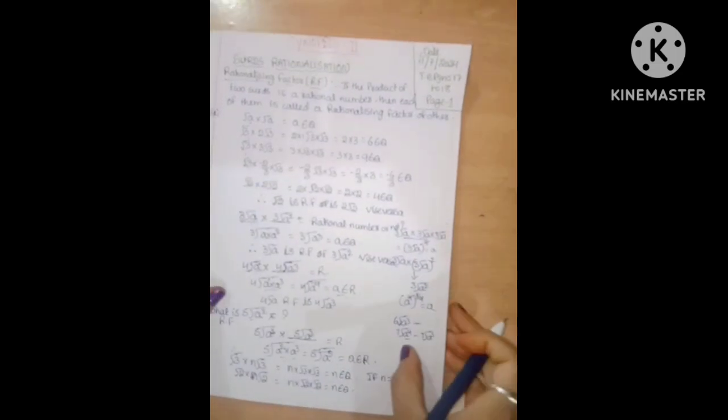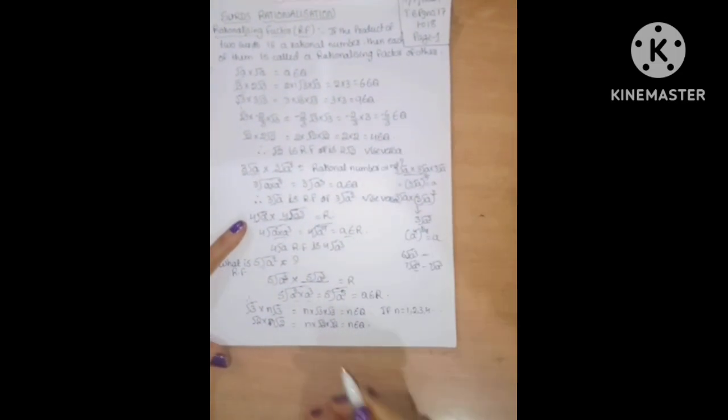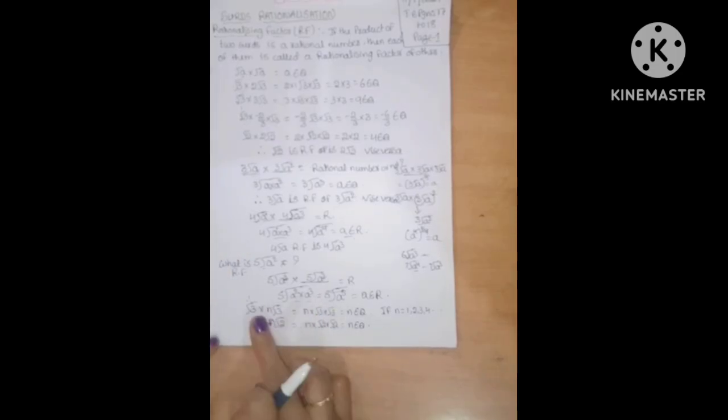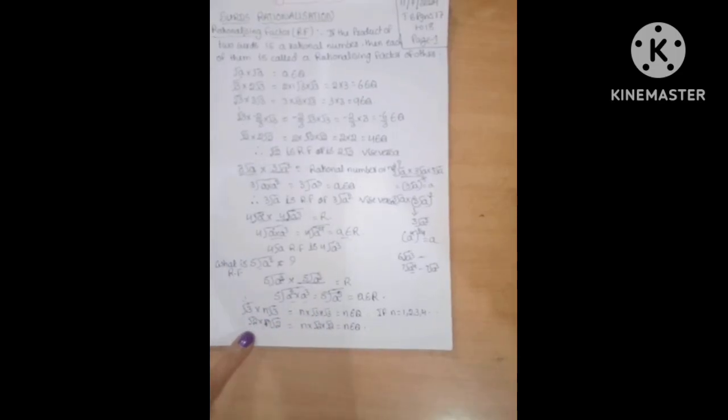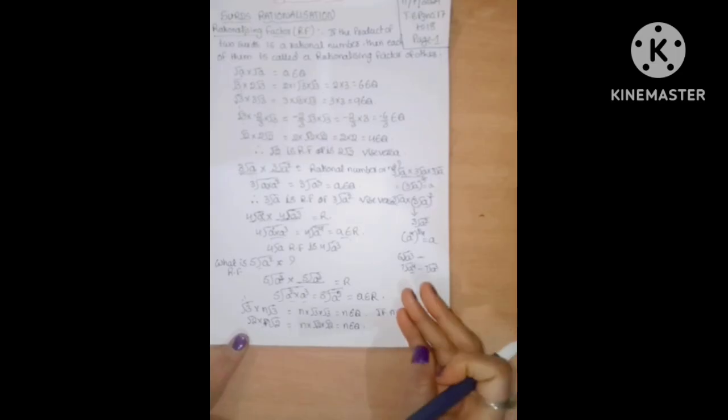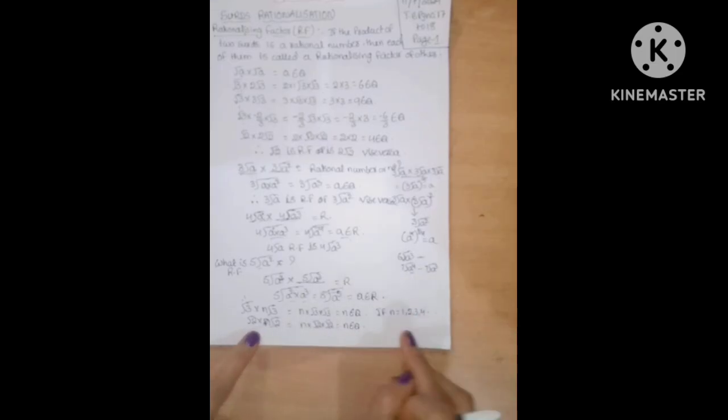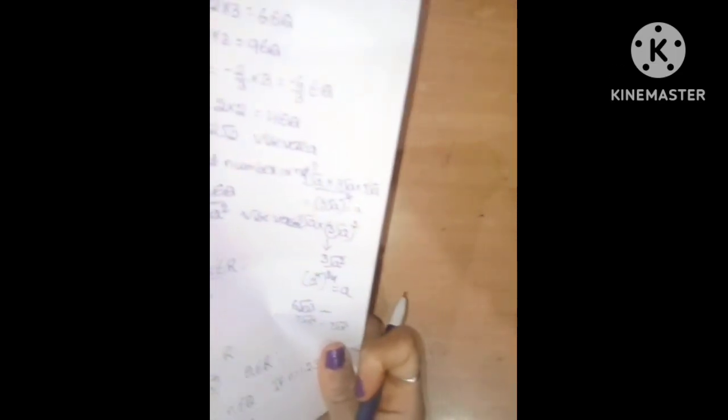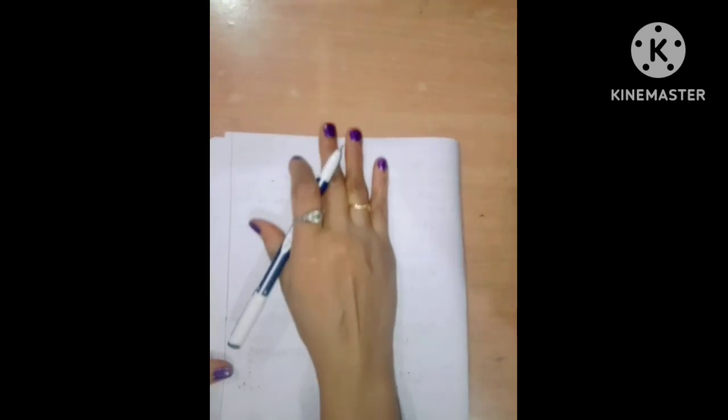The product of root 2 with any number, if n equals 1, 2, 3, 4 up to infinity, gives infinitely many numbers, so it is not unique. Do you understand? What is the important note here? The rationalizing factor of a given surd is not unique. A surd has an infinite number of rationalizing factors. Yes, that is the important note.